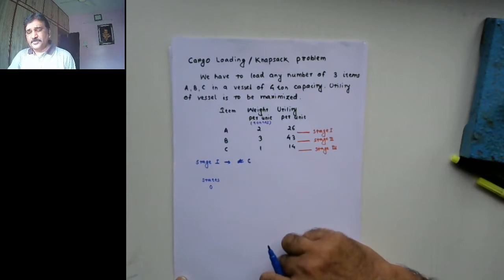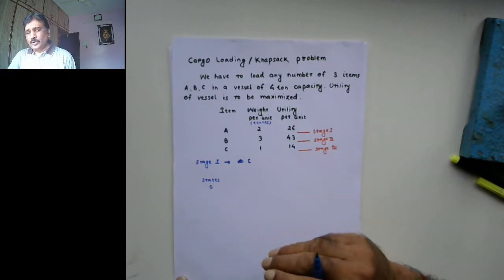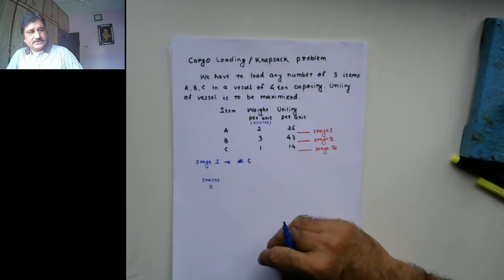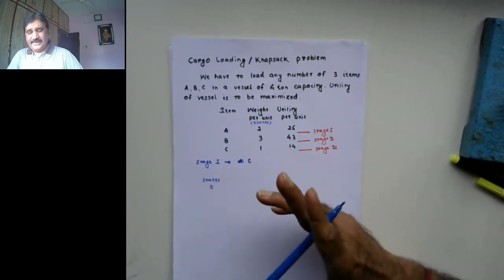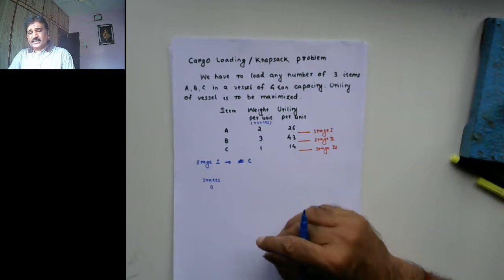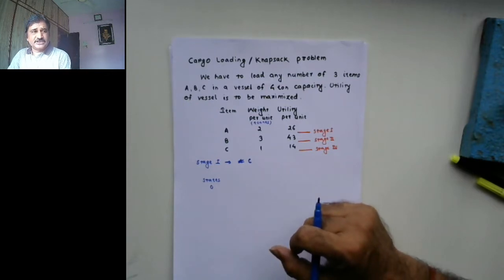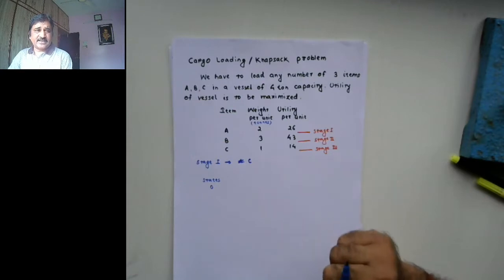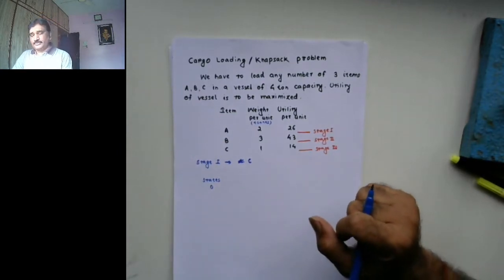In this category of problem, we have to load any number of three items A, B, and C in a vessel or a cargo or a knapsack. The capacity of the vessel is 4 tons, and the utility of the vessel is to be maximized. Utility of the knapsack or utility of the cargo is to be maximized.